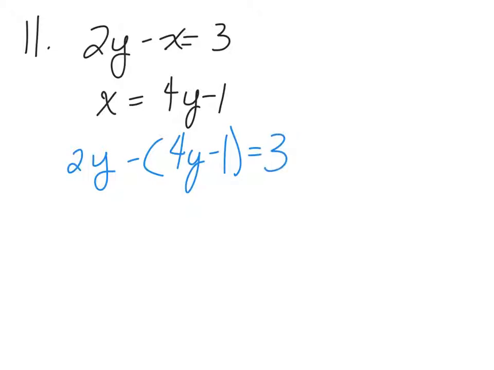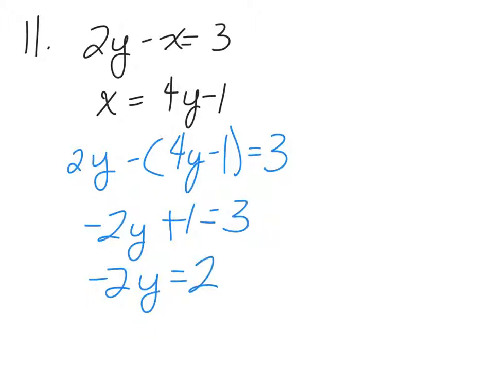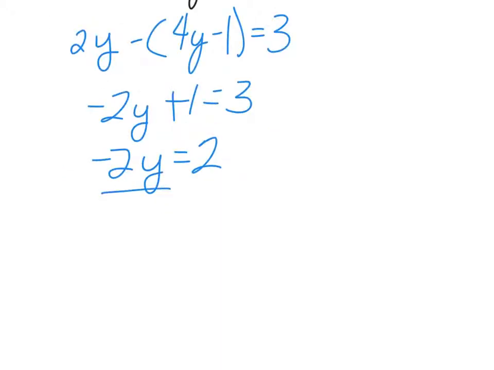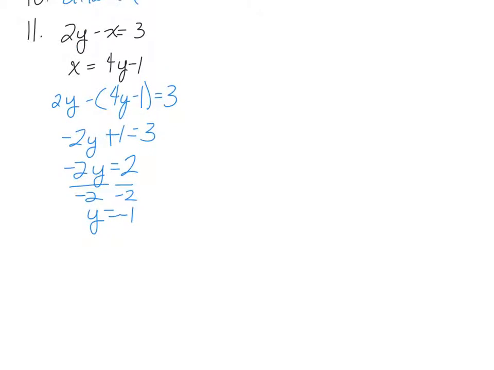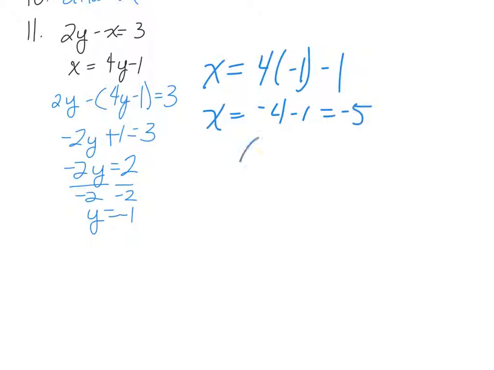Distribute. So 2y minus 4y is negative 2y, minus negative 1 would be plus 1. Subtract 1 from both sides. Divide both sides by negative 2. And I've got y equals negative 1. To my x equals equation, x equals 4 times negative 1 minus 1. Negative 4 minus 1 is negative 5. So my ordered pair is negative 5, negative 1.